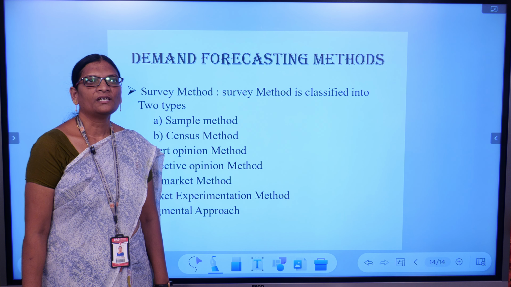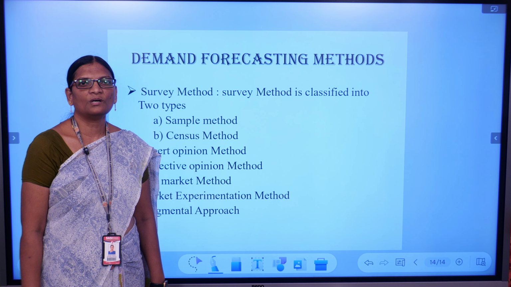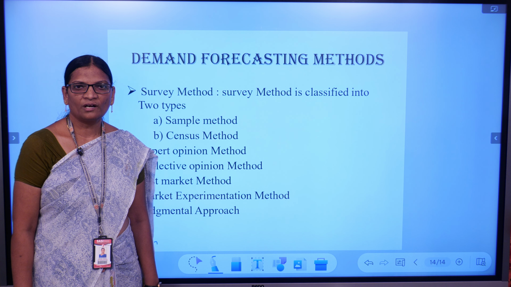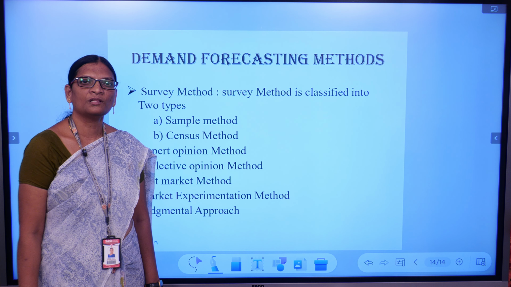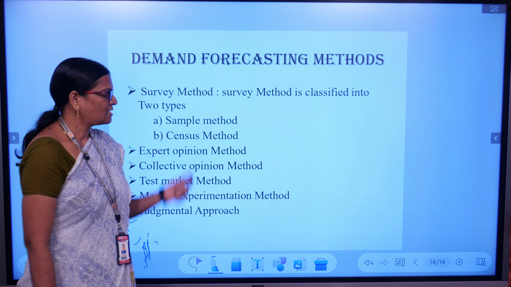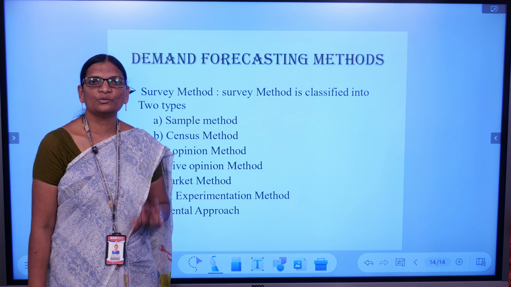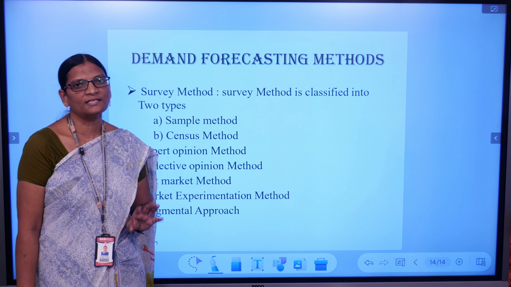Census method means if we collect the information from all the customers living in that particular geographical area, then it is called the census method. If we cover all the population in that area, then it is called the census method. Sample method means if we choose only a particular sample among the total population, then it is called the sample method.